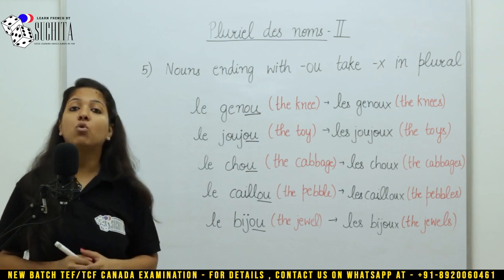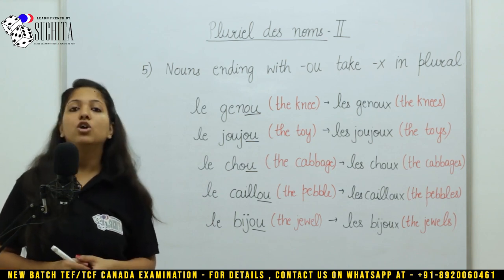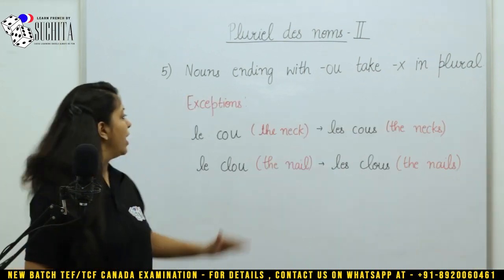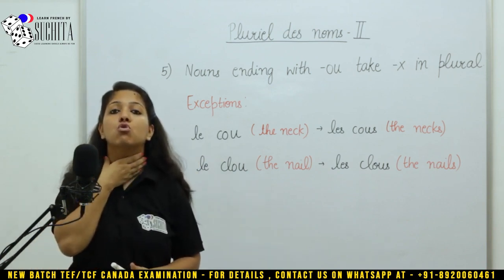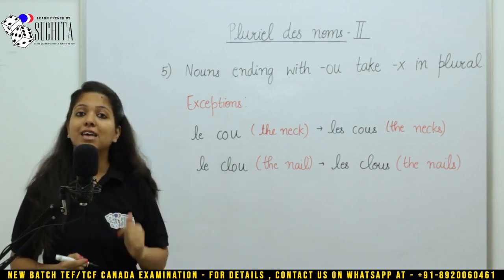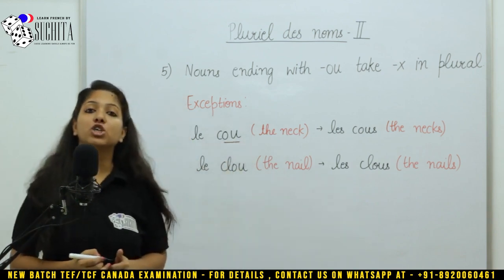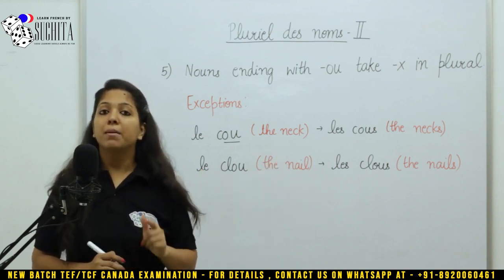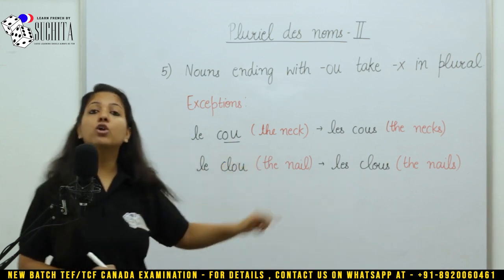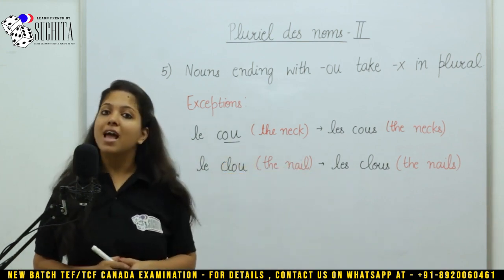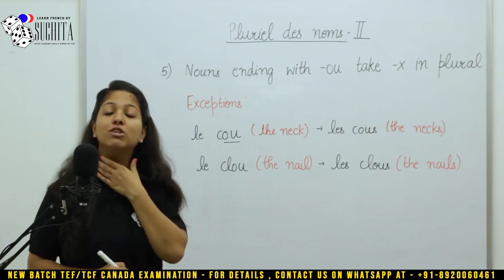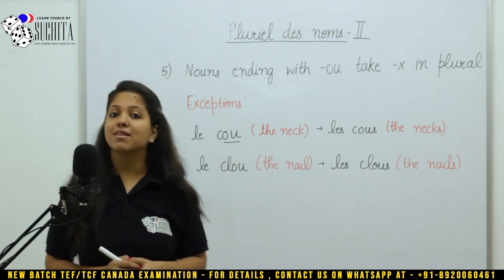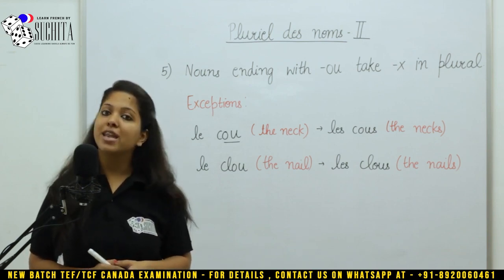So the nouns which end with the OU combination at the end, if you want to make them plural, you usually put an X to make them plural. So here you have a few exceptions to this rule, and they are le cou. Le cou, which means the neck. Again, it has the OU combination at the end. So the rule was if the noun ends with OU, then it takes X to make it plural. But since it is an exception, you are not going to put X. You are going to put an S to make it plural. So le cou, which means the neck, and in order to make it plural, les cous, avec S, since it is an exception. Now the plural becomes the necks.